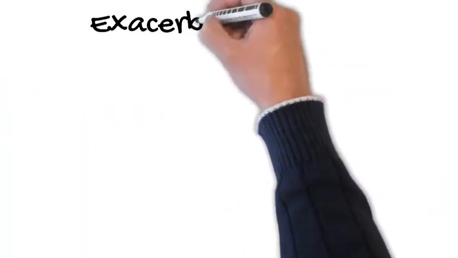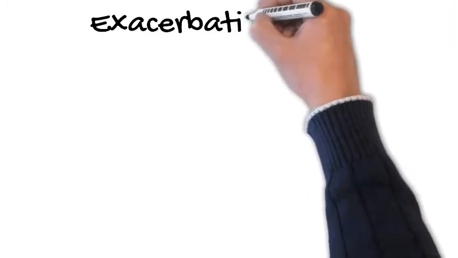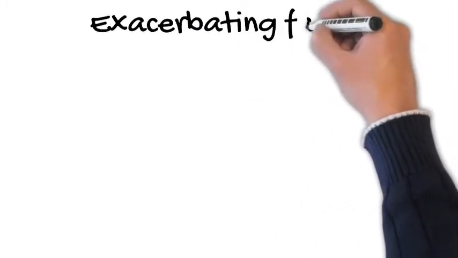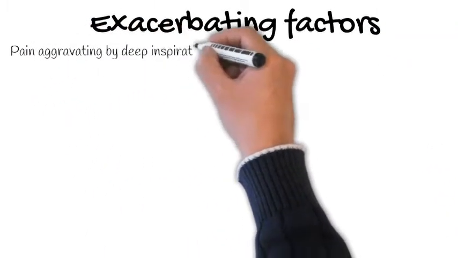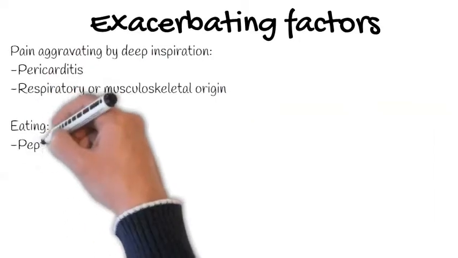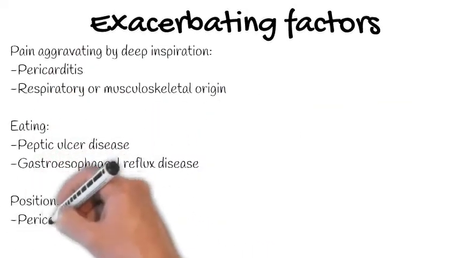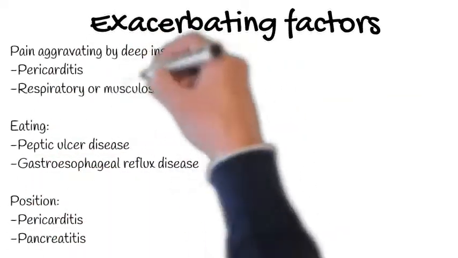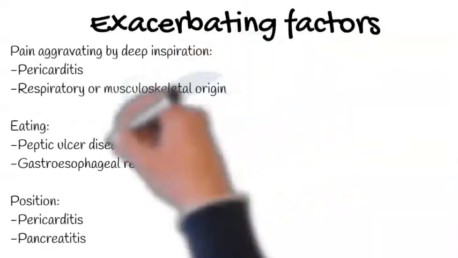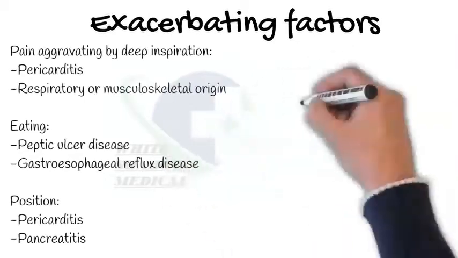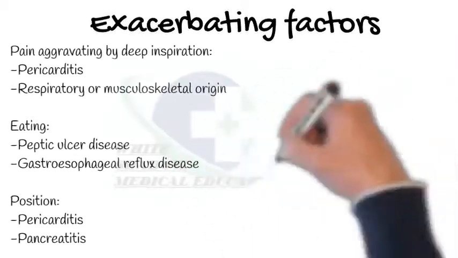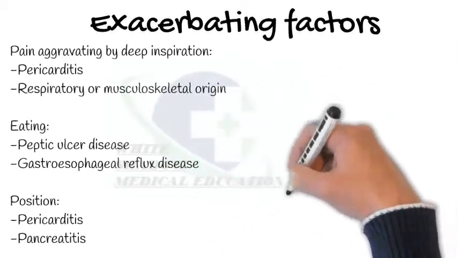Exacerbating factors. Does anything make it worse? Pain that worsens on exertion reveals cardiac pathology, while pleuritic type chest pain suggests pericarditis, respiratory, or musculoskeletal origin. Pain that exacerbates by eating suggests peptic ulcer disease or gastroesophageal reflux disease. Furthermore, pain due to pericarditis, pancreatitis, and gastroesophageal reflux disease worsens by position.